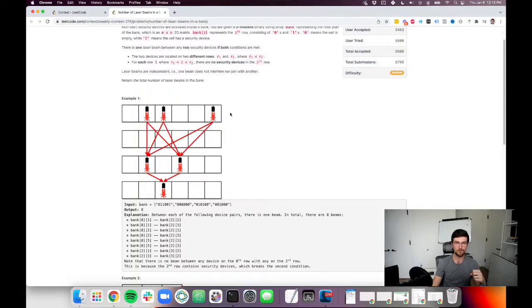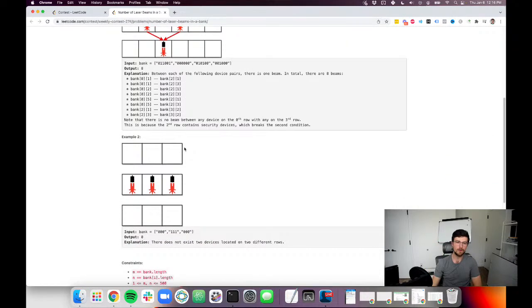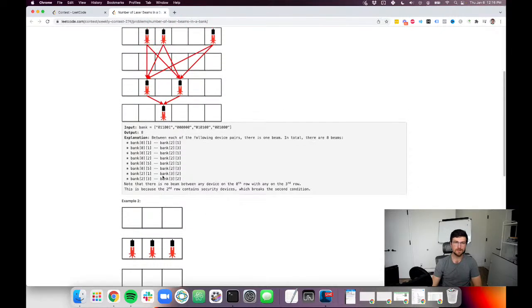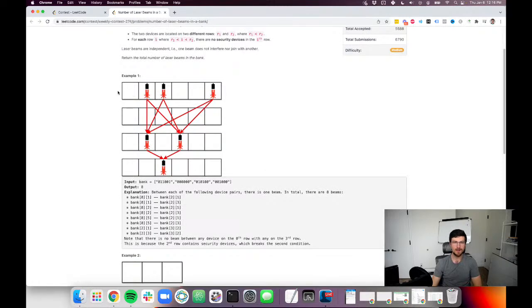So for example, this one in row 1, and I can't really highlight this or anything, I think you guys can see my mouse. This one in row 1 here cannot connect to this one in the last row. And in this case, none of them connect at all because they are all in the same row. So essentially, for each row where there are devices, they all connect to all the ones in the next row.